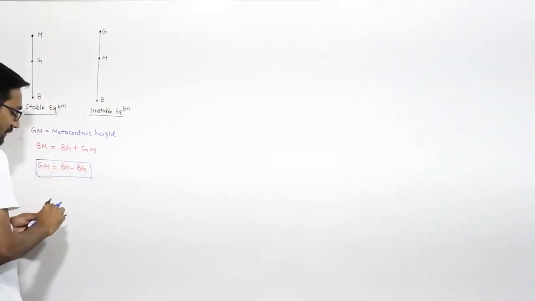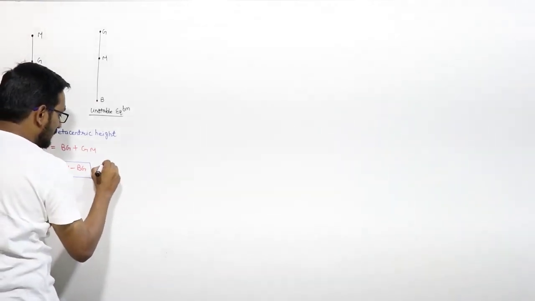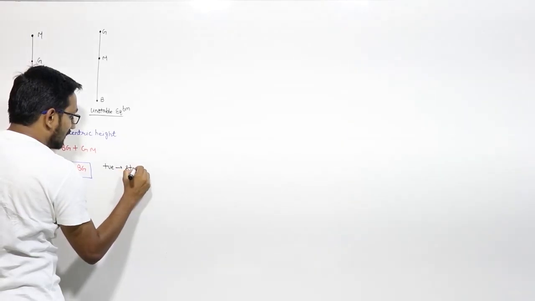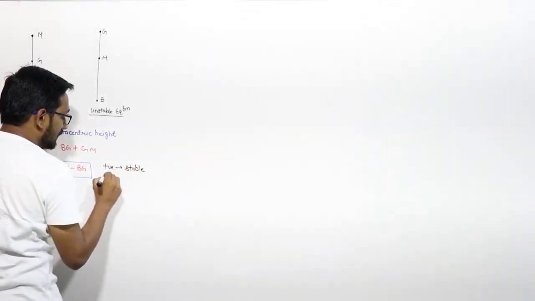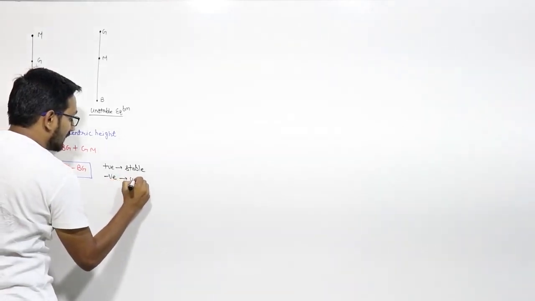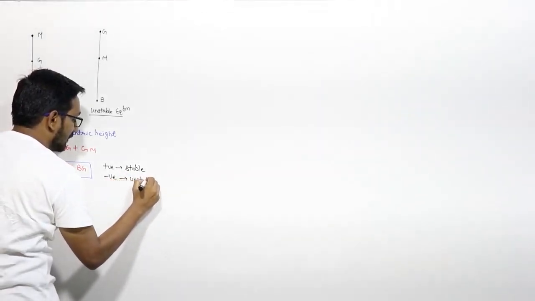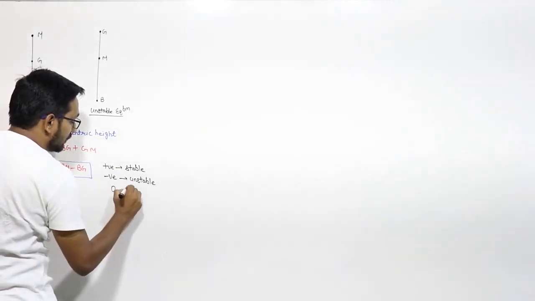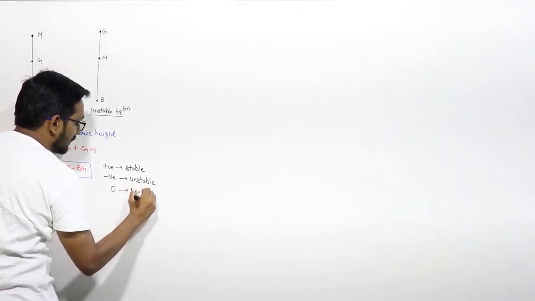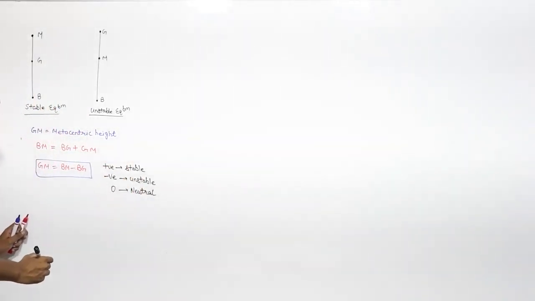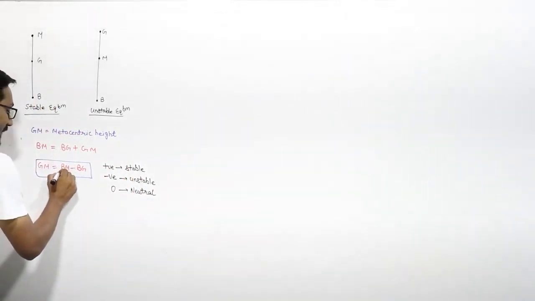In this formula, if GM is positive, then we can say it is a stable equilibrium. If GM is negative, then we can say it is unstable equilibrium. And if G and M coincide, that means GM is 0, then we can say it is neutral equilibrium.